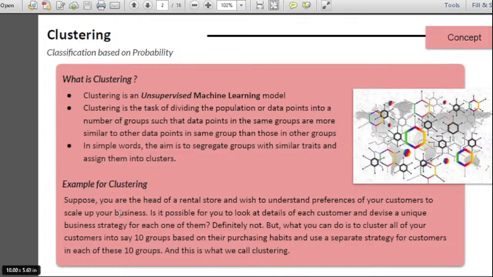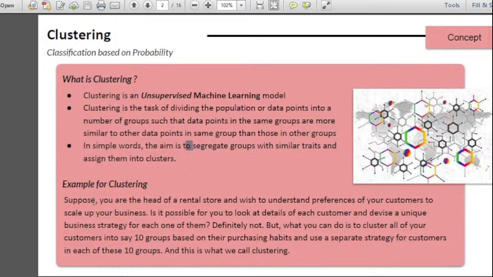Clustering is a task of dividing the population or data points into a number of groups such that data points in the same group are more similar to other data points in the same group than those in the other groups. In simple words, the aim is to segregate groups with similar traits and assign them into clusters.